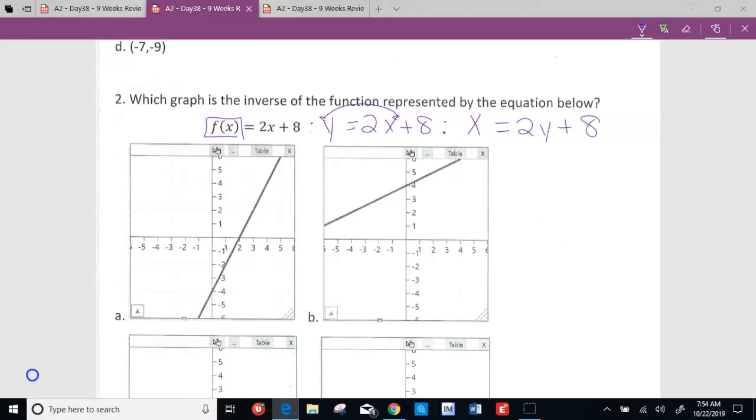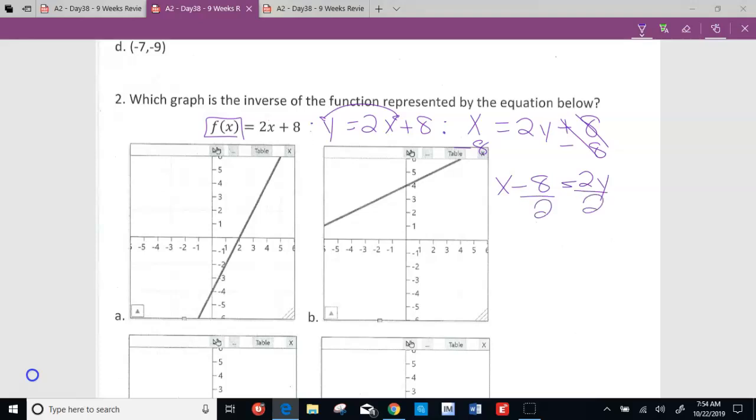Now I want to isolate the y so I can get it in slope-intercept form, so I can best identify which graph matches this from below. I'll do that by subtracting 8 from both sides. On the left side, I now have x minus 8 equals 2y because these 8's cancel out. Y is still not by itself, so I'll divide every single term by 2.